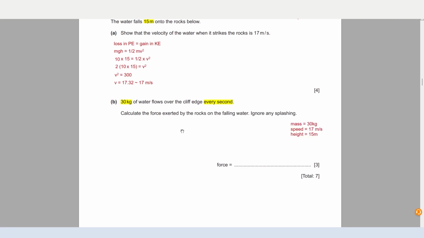So we can use the formula F equals mv, force equals mass into velocity. We're given the mass, which is 30 kilograms, and the velocity we just calculated, which is 17.32 meters per second. And we get our answer as 519.6, which if we round off, we get 520 newtons.